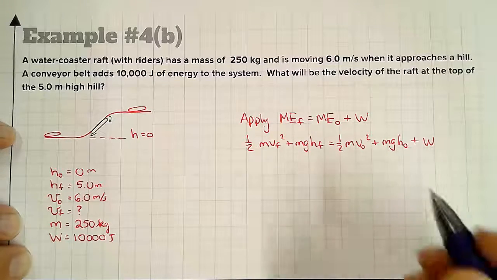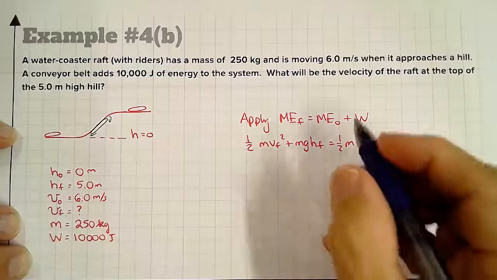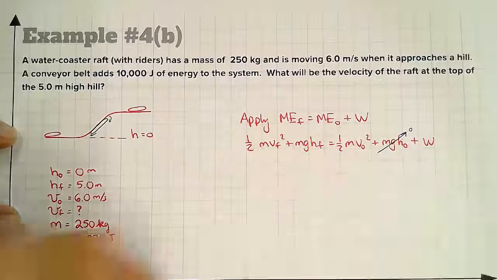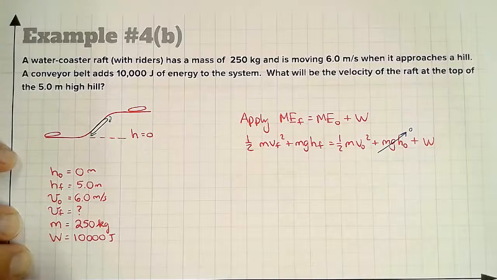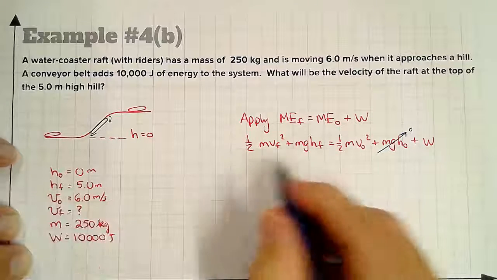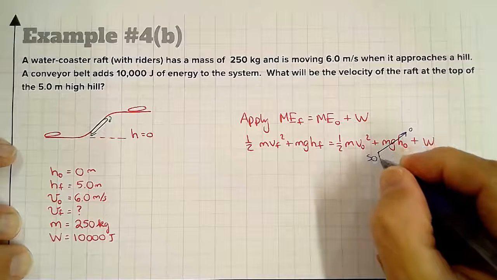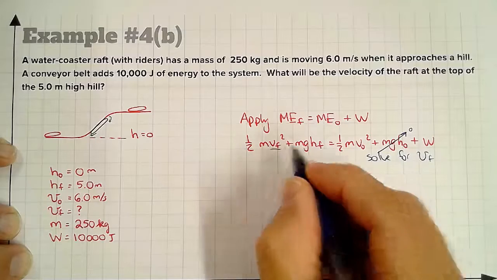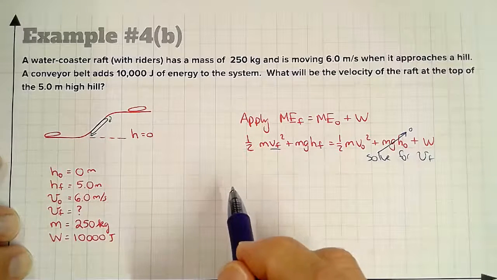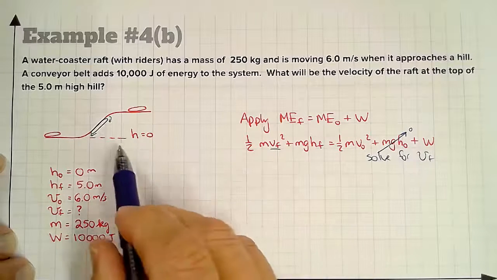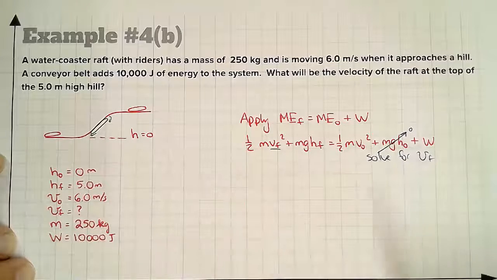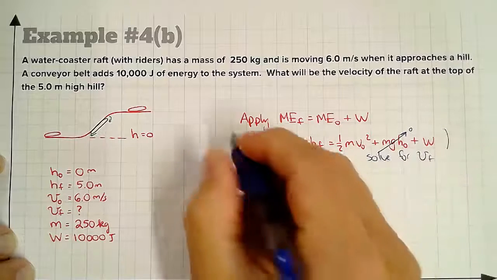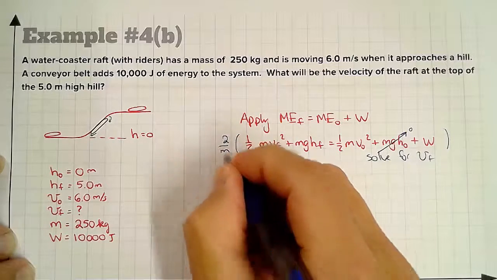Okay? Now, because the initial height was 0, there was no potential energy at the beginning of the problem, so this term goes away. But it's the only term that goes away. So now, we need to solve what's left for the final velocity, which is right here. So to do that, I'm going to do a couple things. First of all, I'm going to clear the fraction by multiplying everything by 2. And while I'm doing that, I'm going to divide every term by m.